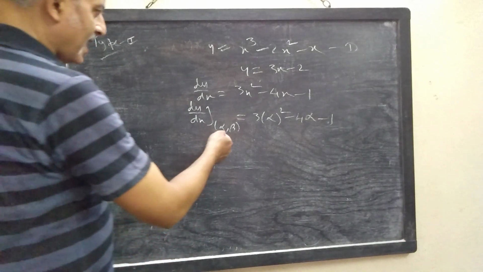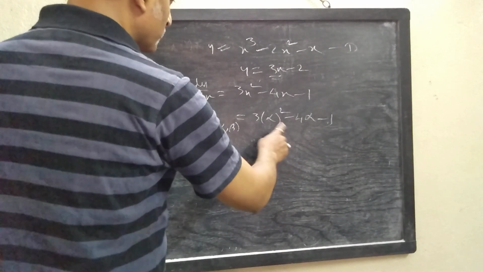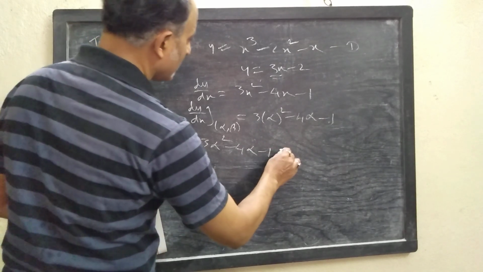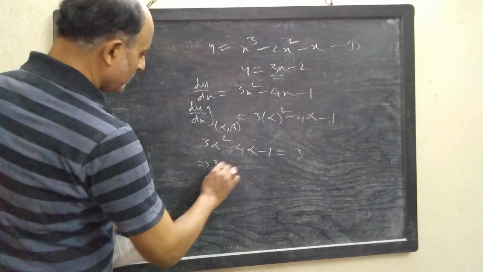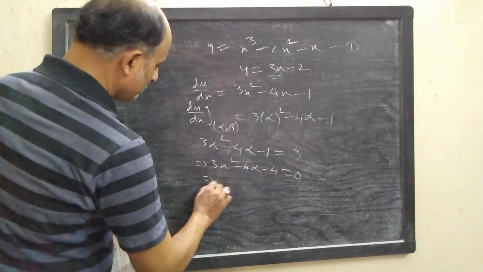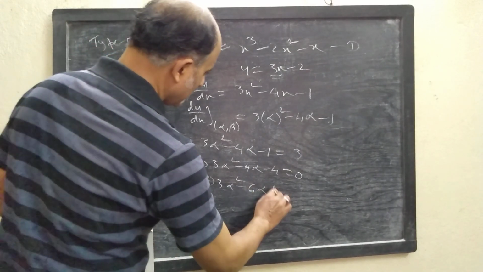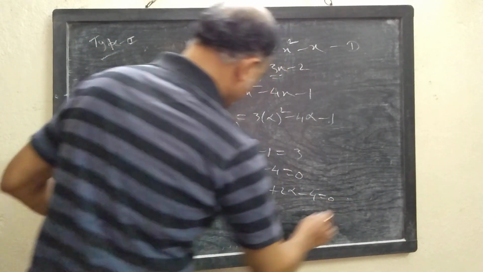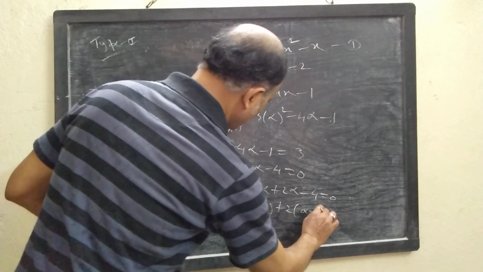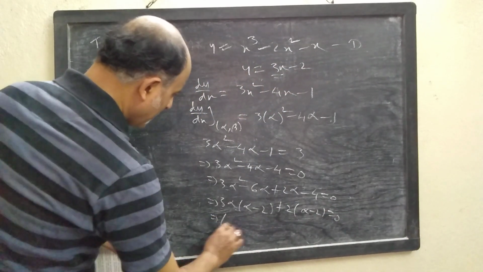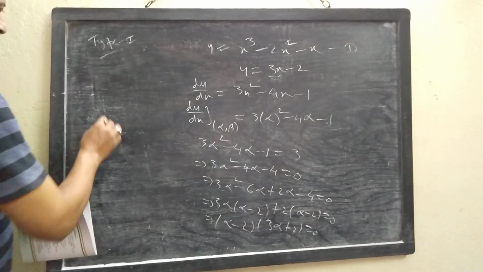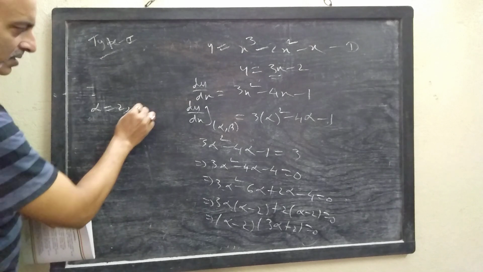Now, as the tangent at the point (alpha, beta) is parallel to this line, the slope should be 3. That is, we must have 3 alpha square minus 4 alpha minus 1 equals 3. That gives 3 alpha square minus 4 alpha minus 4 equals 0. Now just break the middle term: 3 alpha square minus 6 alpha plus 2 alpha minus 4 equals 0. That implies 3 alpha into (alpha minus 2) plus 2 into (alpha minus 2) equals 0. That implies (alpha minus 2) into (3 alpha plus 2) equals 0, which gives us alpha equals 2 and minus 2 by 3.